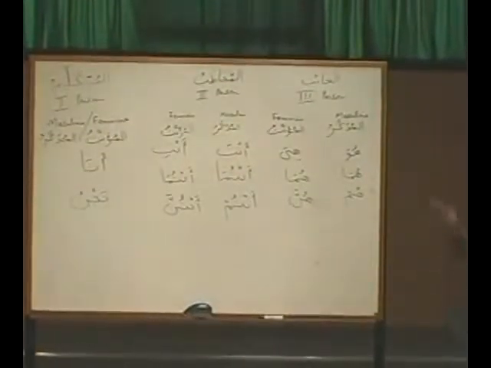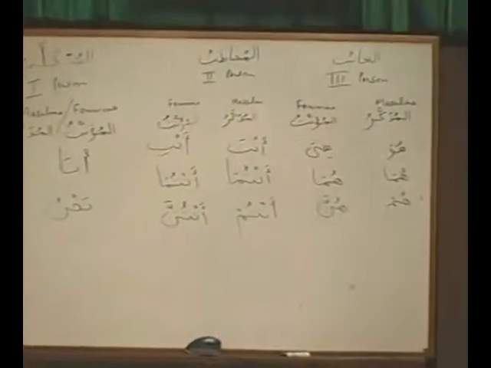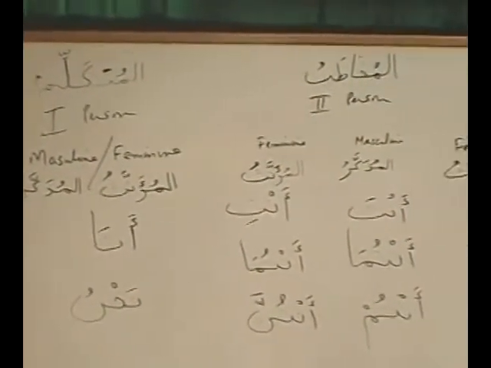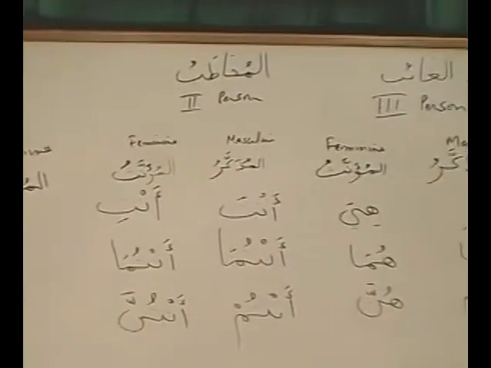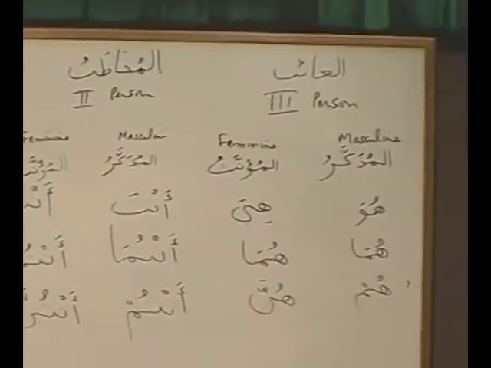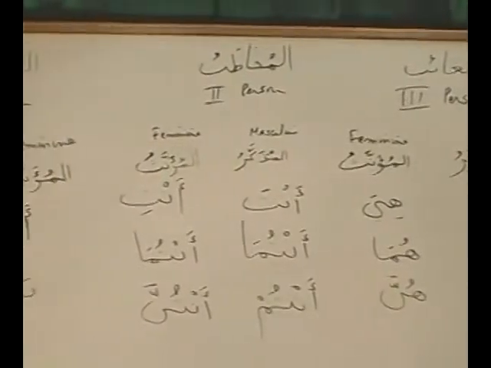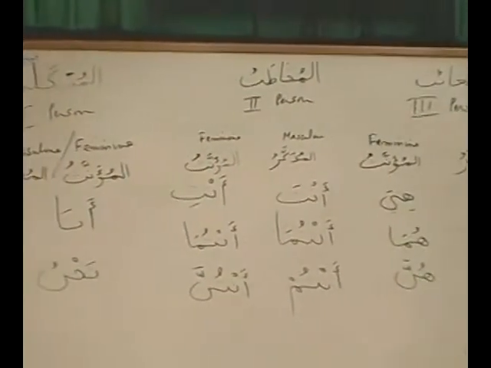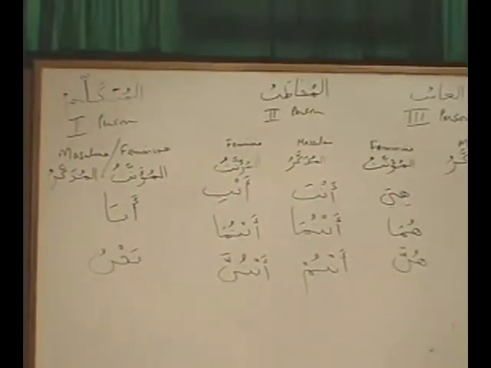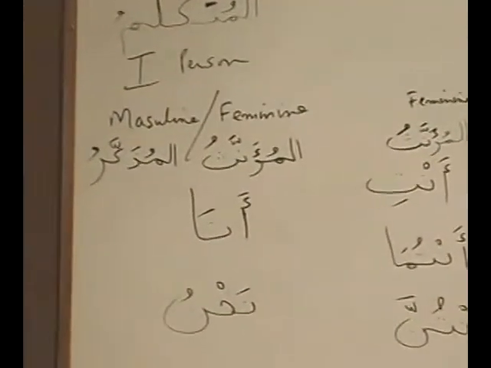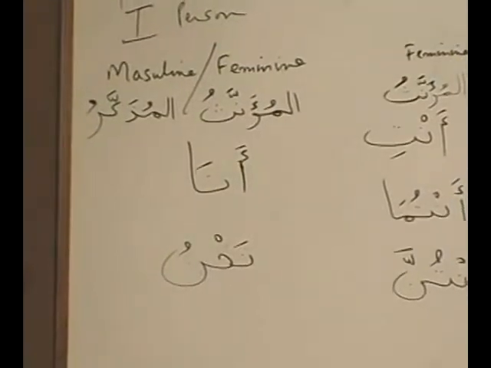Huwa, huma, hum. Please use your finger. It's a nice way of doing it for a few days. Use your finger. Huwa, huma, hum. And then, second finger, hiya, huma, hunna. And then we come to al-mukhatab, which is second person, masculine, al-muzakkar, and feminine, al-muannas, and that is anta.